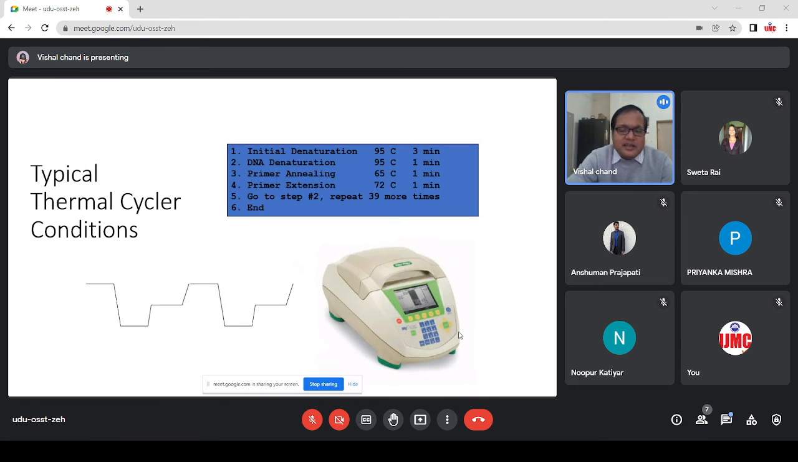Programming the thermal cycler. If you already have the PCR machine, these are the steps you can follow. Go for the initial denaturation at 95 degrees centigrade for 3 minutes, DNA denaturation at 95 degrees centigrade for 1 minute, primer annealing at 65 degrees centigrade for 1 minute, primer extension at 72 degrees centigrade for 1 minute, and go to step 2, that is, repeat the cycle 39 more times, and finally the process is done.